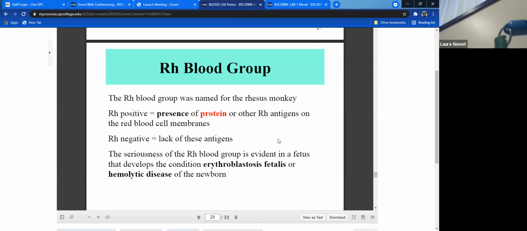But in any event, if I'm Rh negative, then if I get exposed to Rh positive blood somehow, then I may start making antibodies to the Rh. So I may eventually over time form Rh antibodies or D antibodies if I get exposed to Rh positive blood if I'm an Rh negative person. The seriousness of the Rh group is evident in the fetus that develops the condition erythropoiesis fetalis, or hemolytic disease of the newborn. And you can read through this.